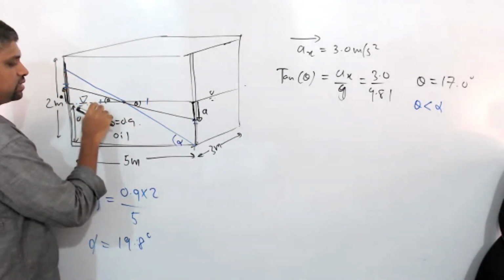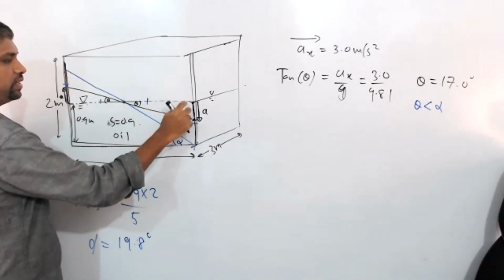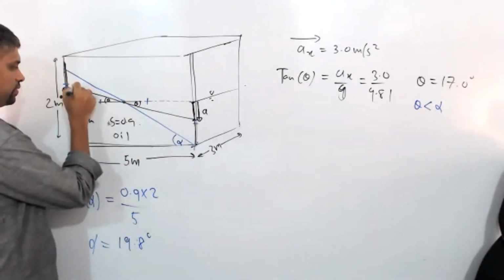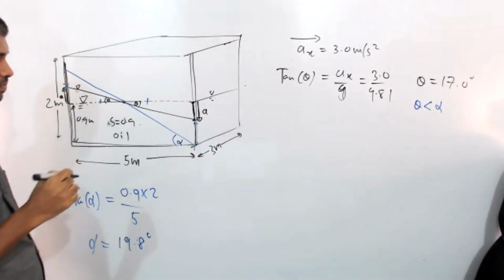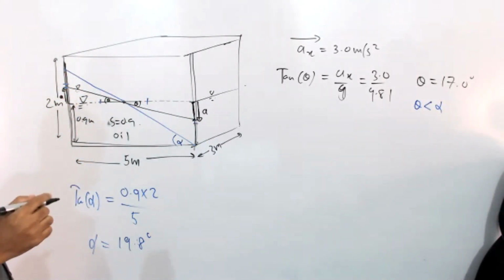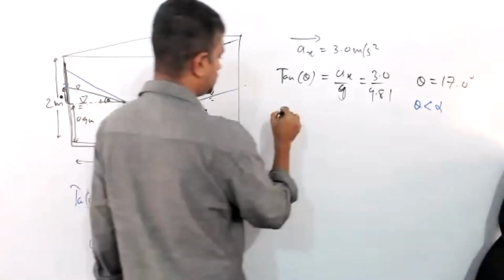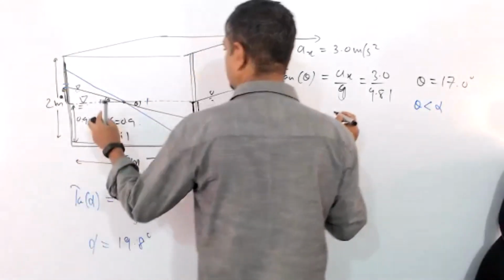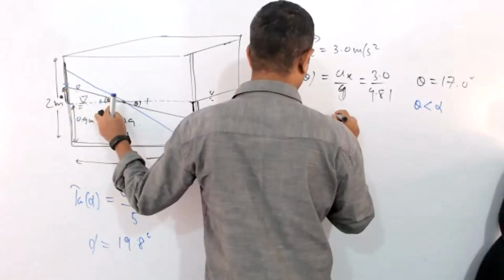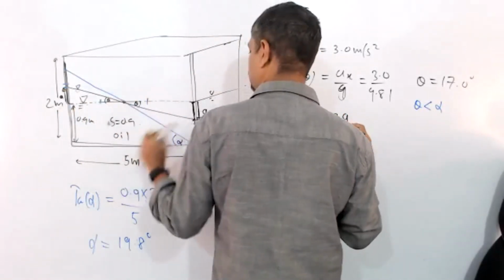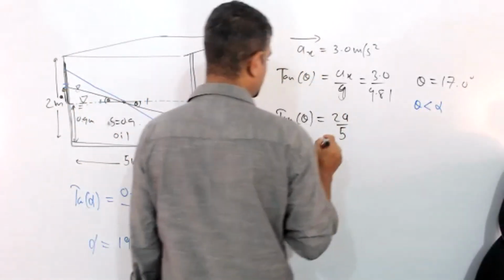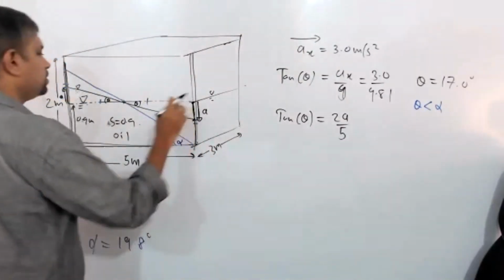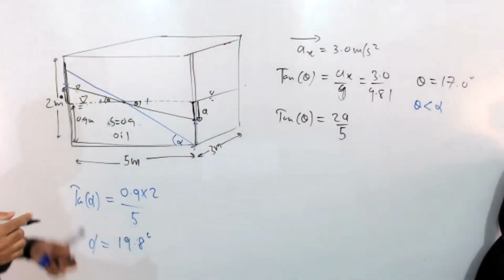Draw a dotted line here. This dotted line is the original level. The black color one is the new level. And tan theta, you can write down tan theta again, 2a divided by 5. In that way, we can find the new position of the water surface.